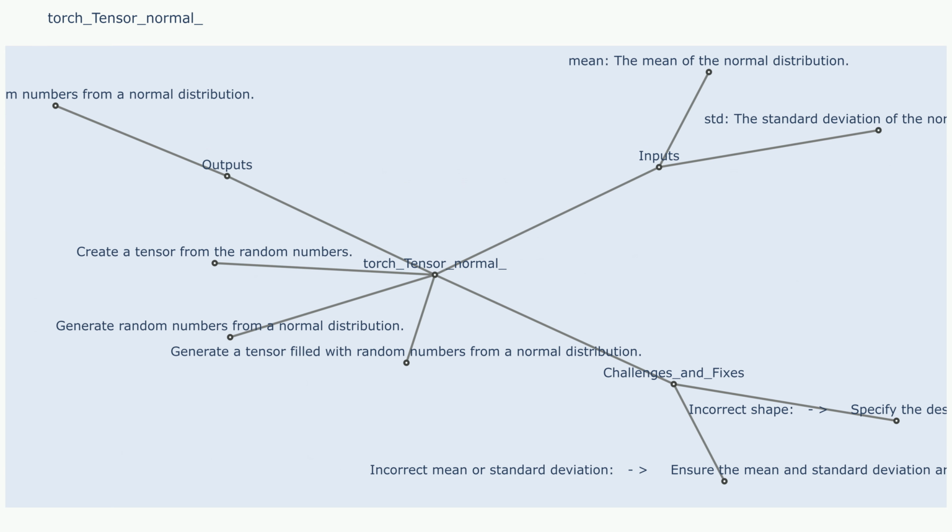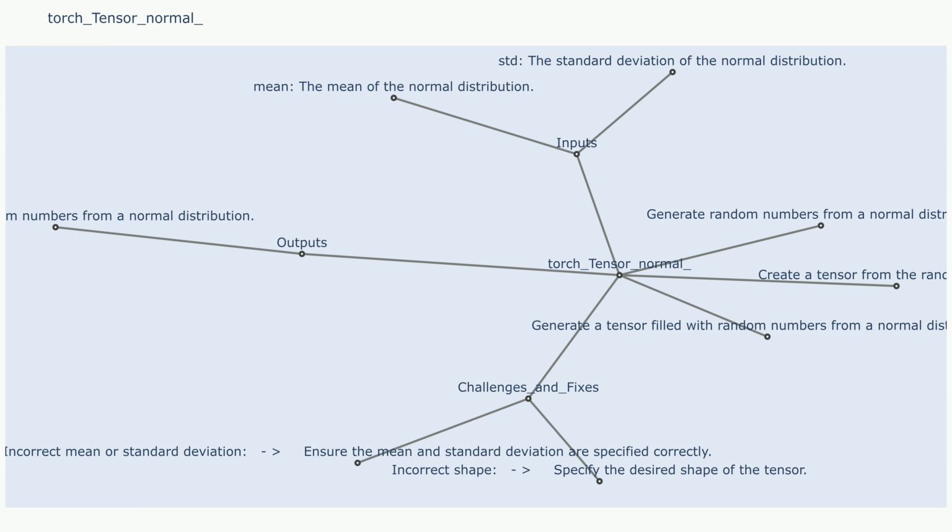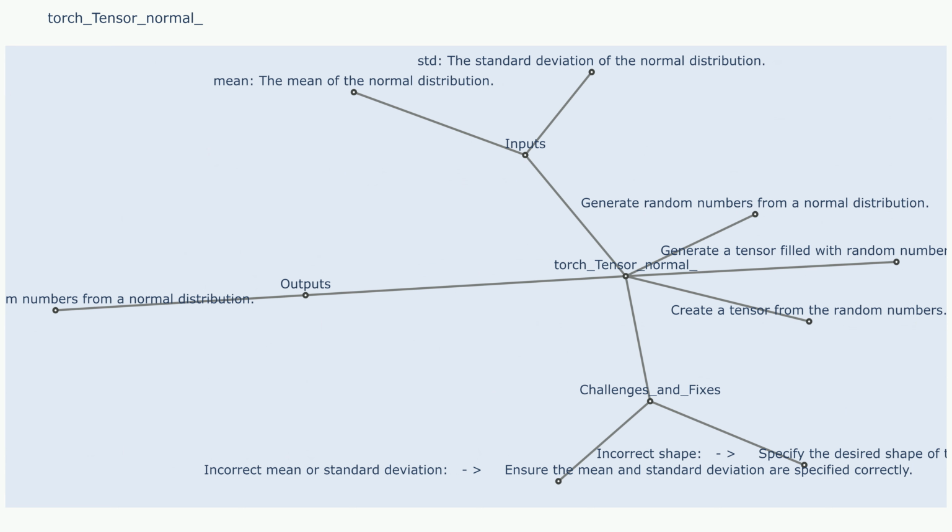Challenge 2. Input tensor data type mismatch. The input tensor, mean, and standard deviation tensors should have the same data type. If not, a runtime error may occur. Sample use case that resulted in challenge 2.